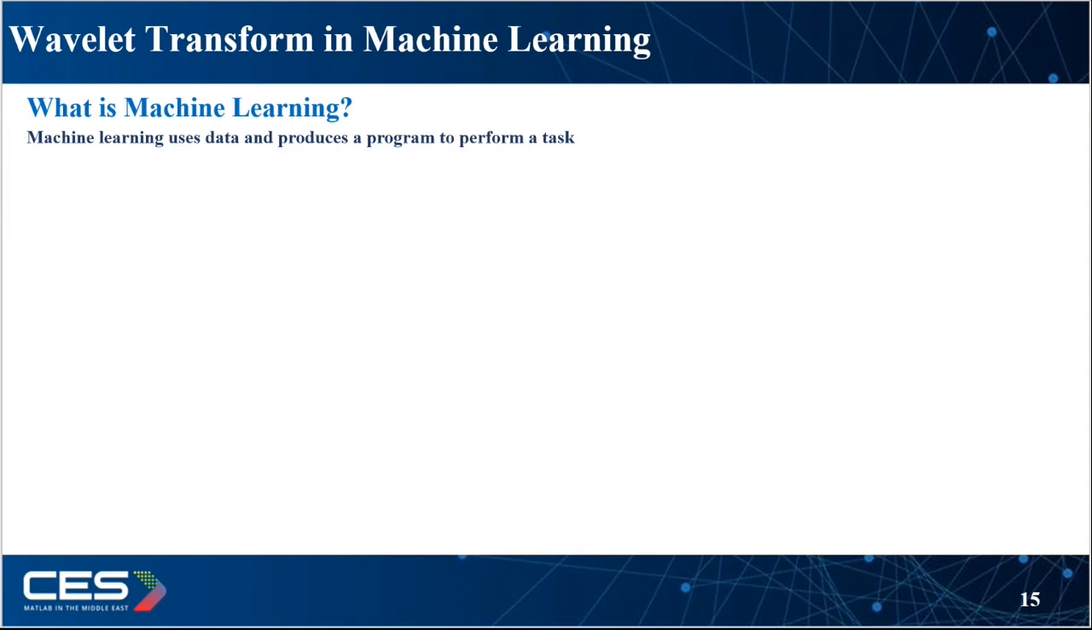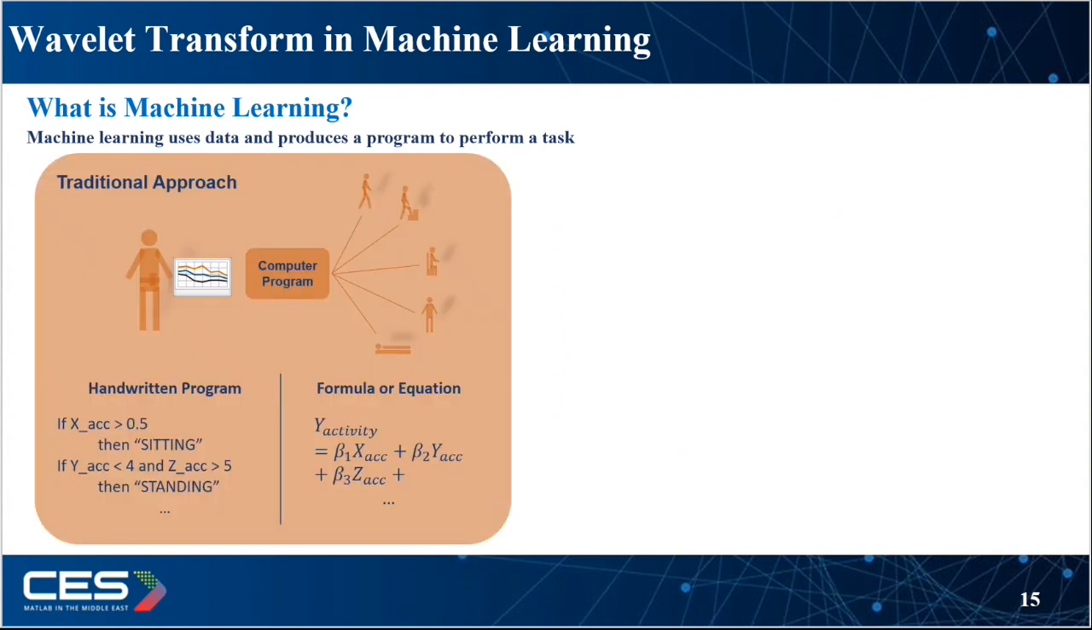So let's learn a little bit about machine learning and deep learning. I believe you are all familiar with these things that I'm going to show right now, but still let's refresh our knowledge of machine learning. So machine learning uses data and produces a program to perform a task.